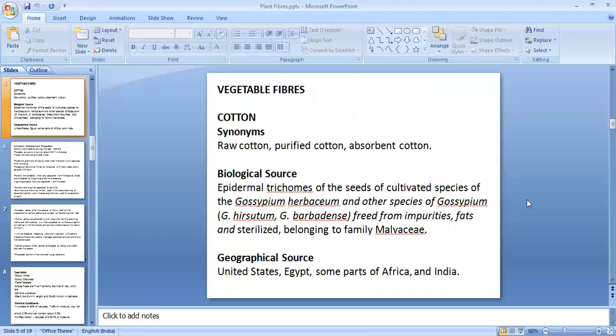Next we will see about the vegetable fibers. According to your syllabus, you have three plant fibers to study: cotton, jute and hemp. Out of that, first we will see the pharmacognosy of cotton.